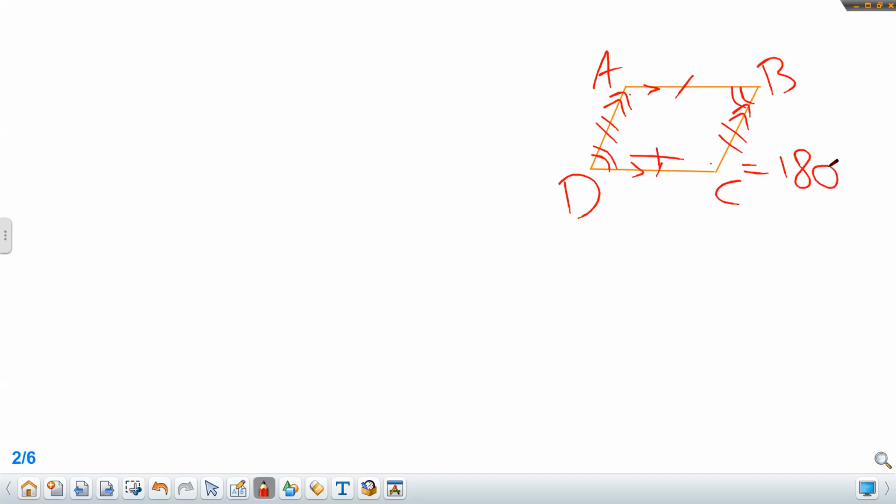Number four: the two diagonals bisect each other. For example, AC and DB bisect each other, which means MB equals MD and AM equals CM. Again, we can say MB equals MD and MA equals MC. This is the parallelogram, and now some special cases of it.